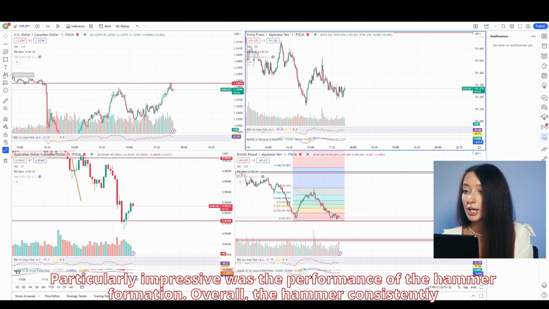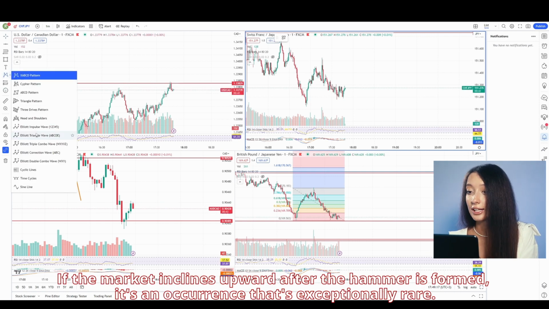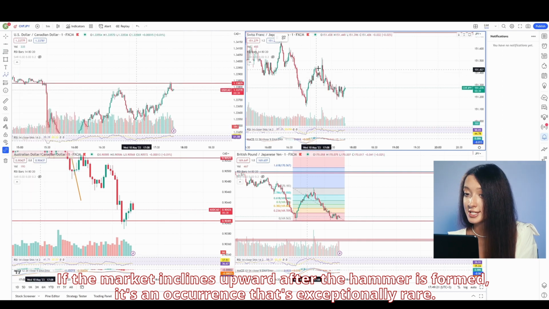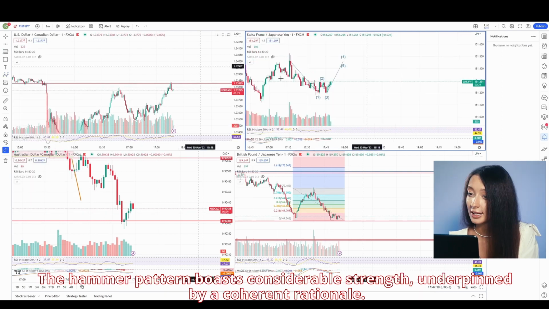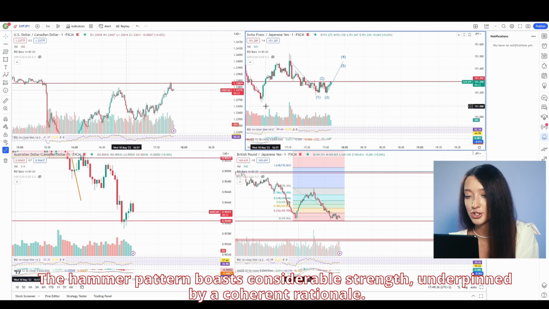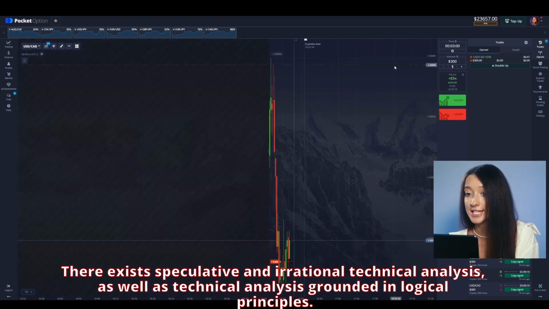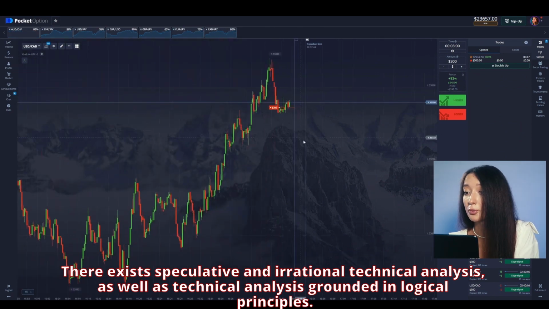Overall, the hammer constantly signifies a market reversal. In the market, an incline upward after the hammer is formed is an occurrence that is exceedingly rare. The hammer pattern boasts considerable strength, underpinned by coherent rationale. There exists a speculative and irrational technical analysis, as well as technical analysis grounded in logical principles.